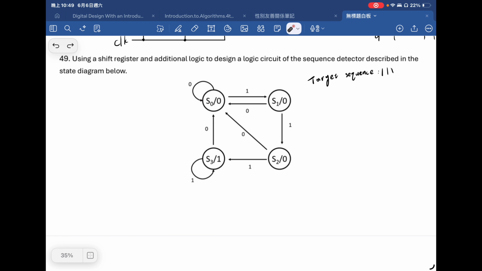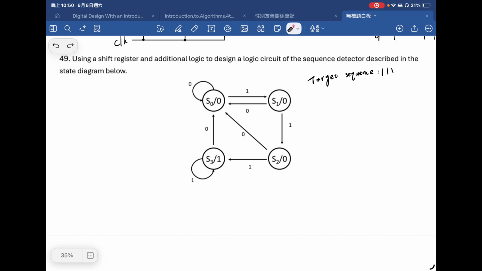State 0 means that no consecutive one has been detected yet. If the input is 0, the circuit stays in state 0. If the input is 1, the circuit moves to state 1. State 1 means that one consecutive one has been detected. If the next input is 1, the circuit will move to state 2. If the next input is 0, the sequence is interrupted, so the circuit will return back to state 0.